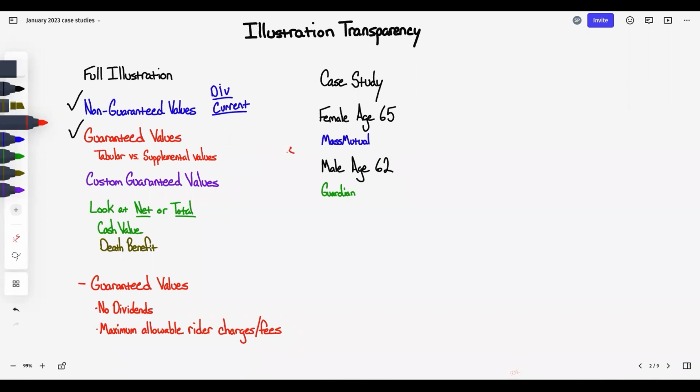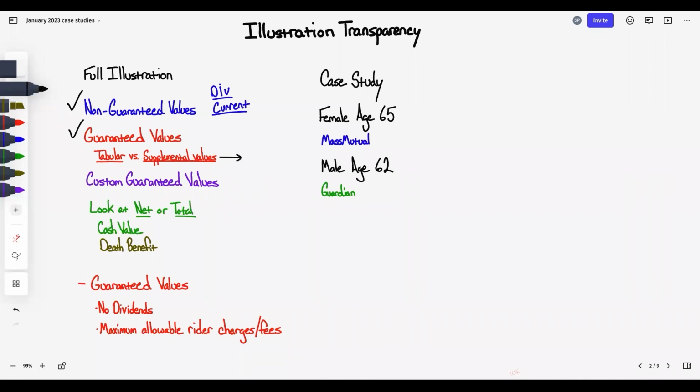Well, a couple of reasons. When we look at a full illustration, so in a full illustration, we've got the tabular values and then the supplemental values. The supplemental values are what I prefer to look at because it demonstrates a custom fund scenario, which I'm going to come back to in a minute. But the supplemental values is what I prefer to look at. And the reason why is because it represents the custom fund scenario.